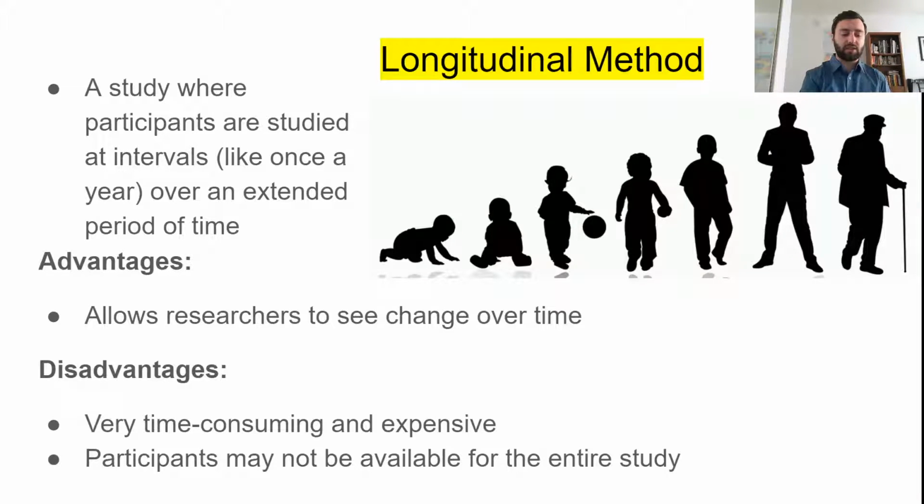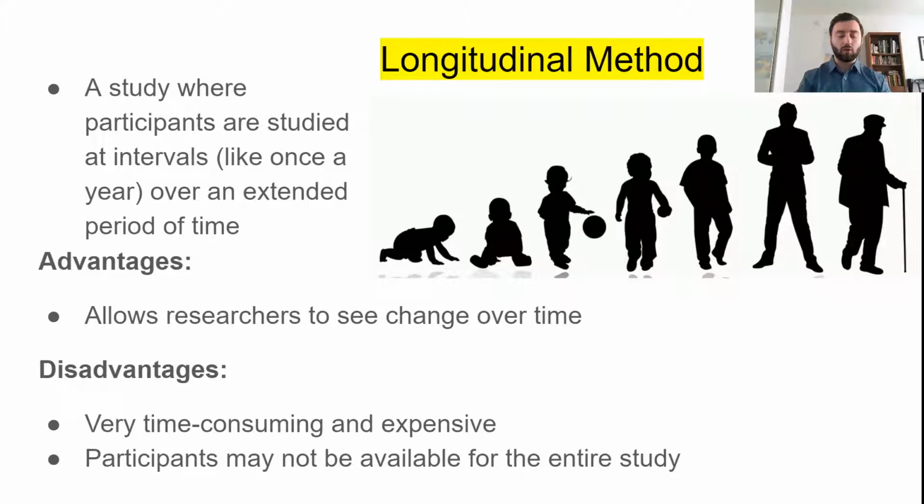And we're going to basically check in with them over and over again over an extended length of time. Generally speaking, longitudinal studies are going to be years long. So again, it's a study where participants are studied at intervals, like once every year over an extended period of time. So we might ask something like, what causes children to become aggressive, maybe?